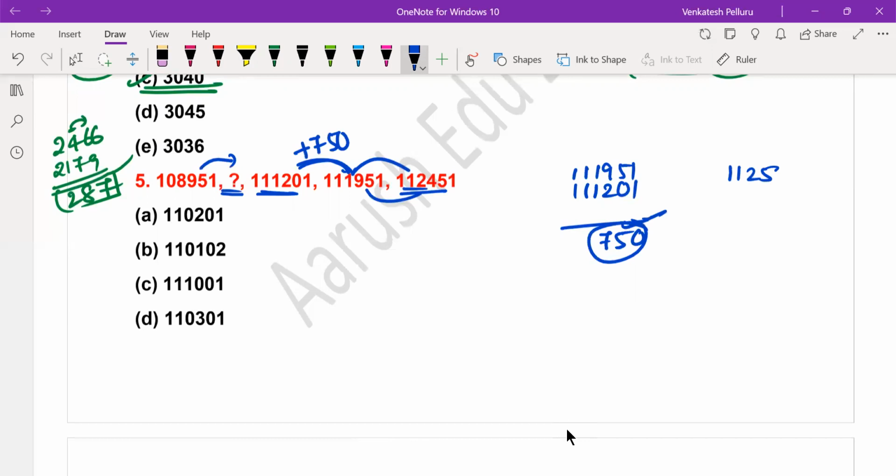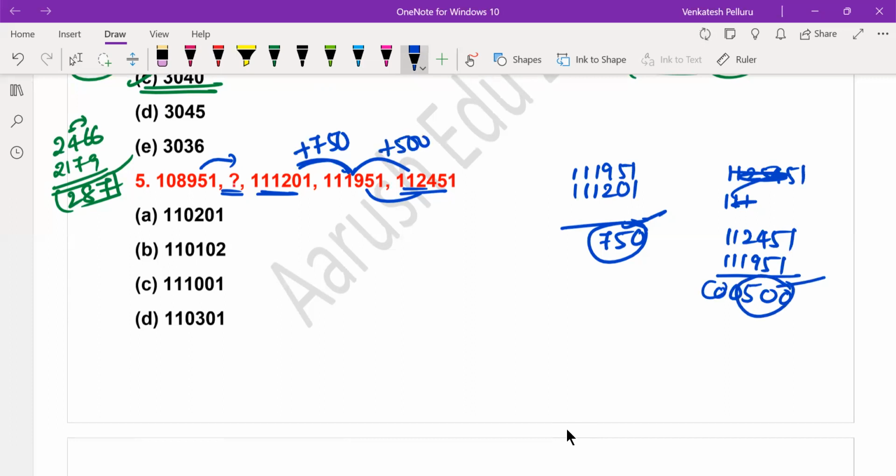So 112451 minus 111951. I've written a wrong number. 112451 minus 111951. Okay. So 0, 0, obviously 14 minus 9, it's actually 5, 1 minus 1, 0. So it's all about zeros only. So I got a difference of 500. So this is actually 500. Now I have to guess it because there is no other alternative, because the second number being the question mark, I can't do anything. So I have to guess it from here.